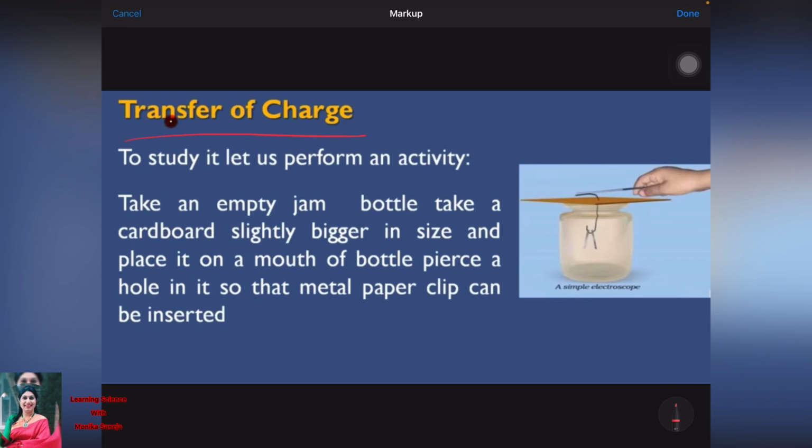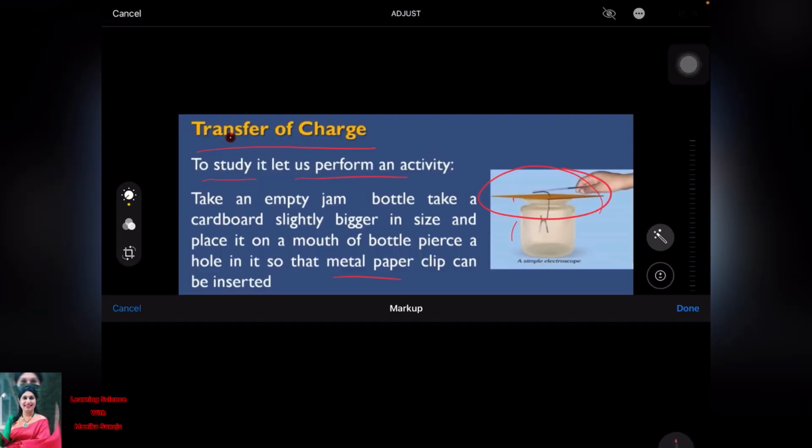Now we will study the transfer of charge. To study the transfer of charge, we have to perform an activity. You have taken an empty jam bottle or any glass bottle and you have taken a cardboard. You can see in the diagram. The cardboard must be bigger in size and you have to place that cardboard on the mouth of the bottle. Then you have to make a hole in it and insert a metal paper clip in it, like you can see in the diagram.